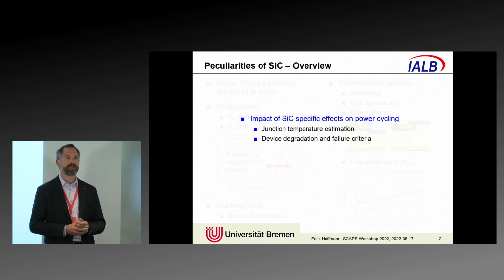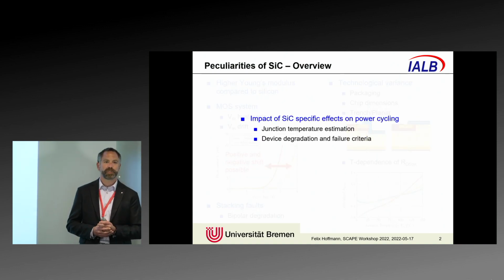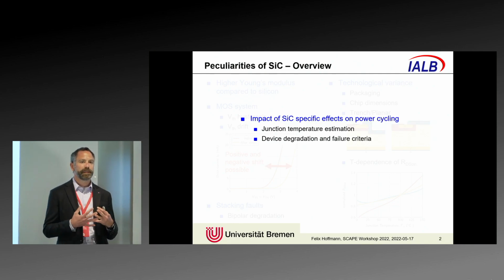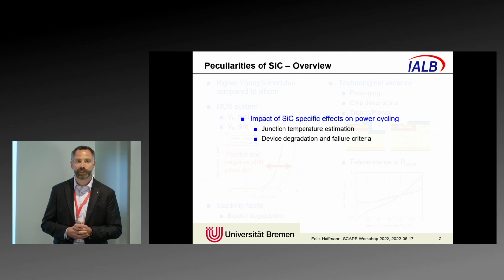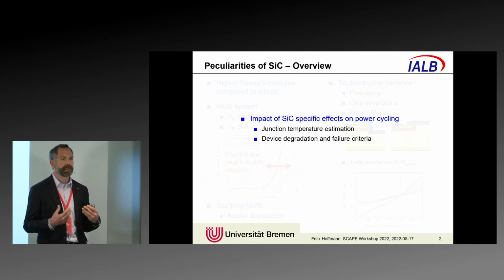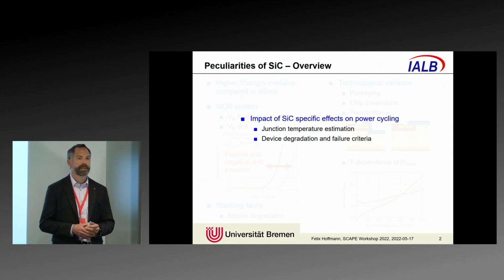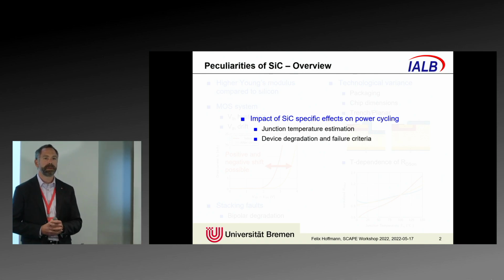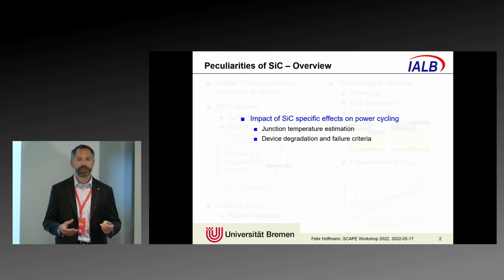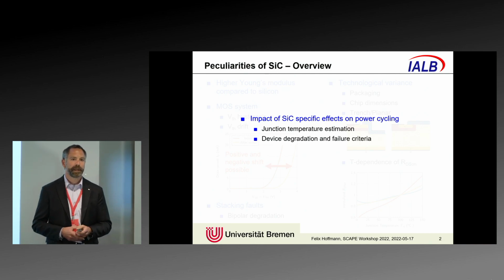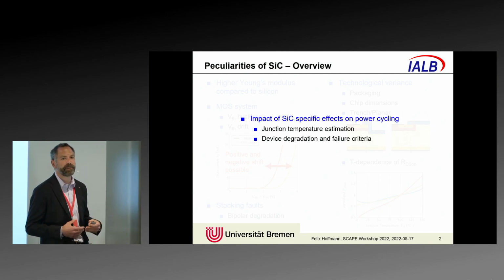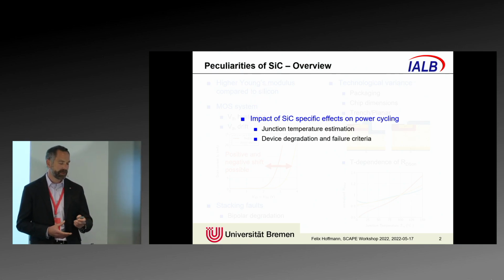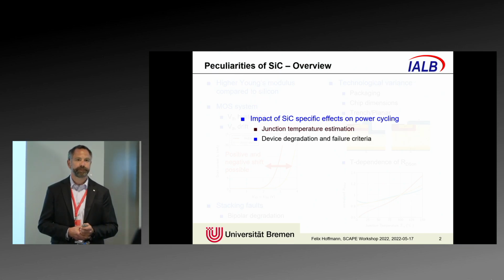I want to address this today in two different chapters. First of all, I want to assess the precision of the junction temperature estimation, since thermomechanical stress heavily relies on the temperature swing. This is a crucial measurement parameter to interpret test results. Furthermore, I want to address the device degradation failure criteria and their ramifications for silicon carbide MOSFETs.